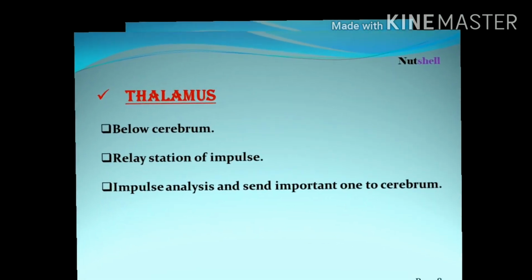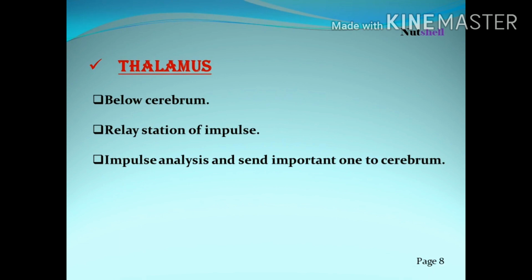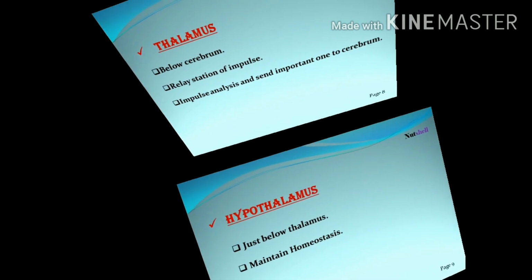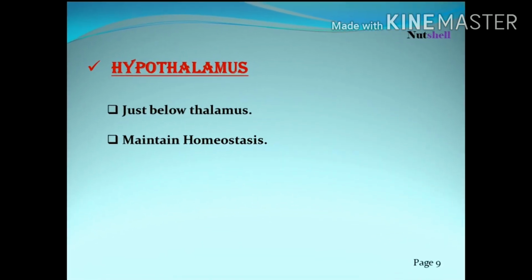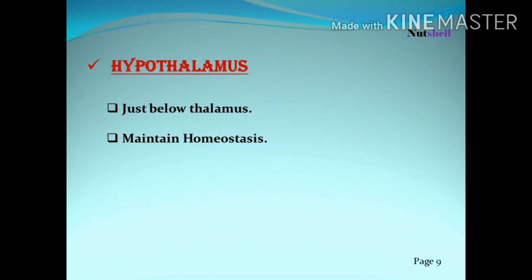Next part is the thalamus. It is seen below the cerebrum. It is the main relay station of impulses. It helps in impulse analysis and sends important ones to the cerebrum. The next part is the hypothalamus. It is seen just below the thalamus. It maintains homeostasis.